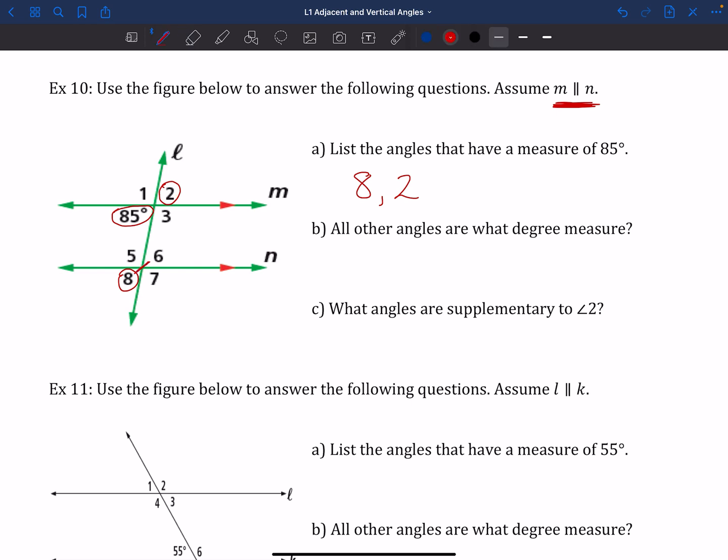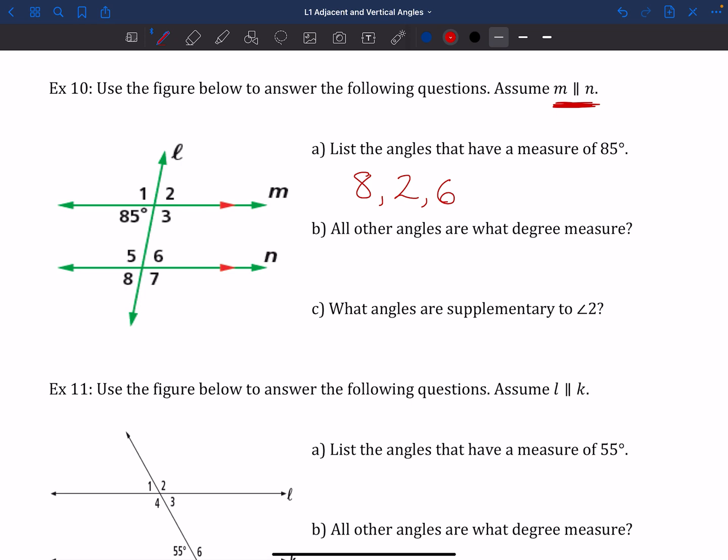8 and 6 are also vertical from each other, so they should be equal to each other that way too. All right, so we can actually say that 8, 2, and 6 are all 85 degrees. Then we have to figure out what all the other angles are going to be.